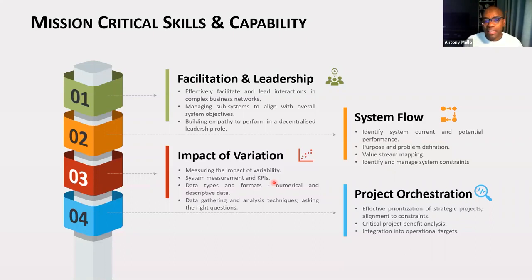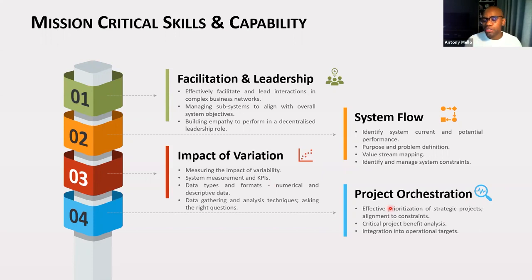We need to understand that, understand how we measure it first of all, and how you can put measures in place to help us better minimize the impact of that variation on the overall system. That involves a lot of data analysis, a lot of data gathering, and setting the right KPIs to make sure we are measuring the right thing to measure the impact of that variability.